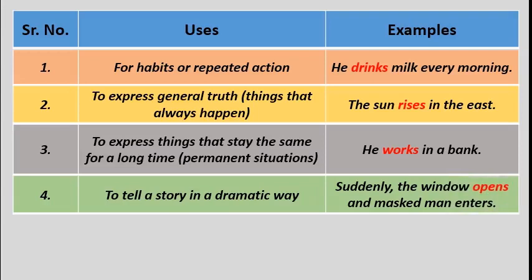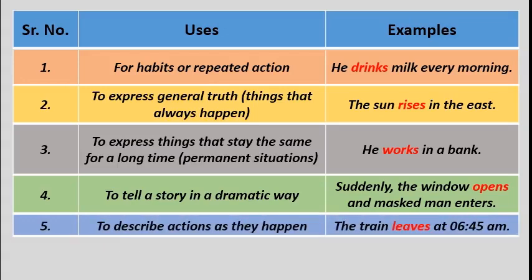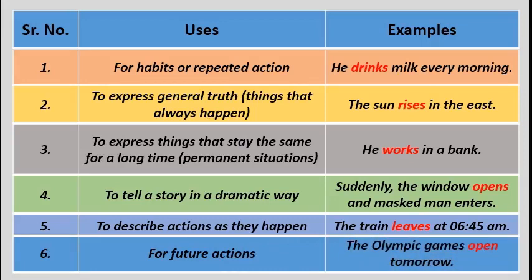Number 4. To tell a story in a dramatic way. For example, suddenly the window opens and a masked man enters. Number 5. To describe actions as they happen. For example, the train leaves at 6:45 am. Number 6. It is used to express future actions. For example, the Olympiad Games open tomorrow. So, these were the uses of simple present tense.